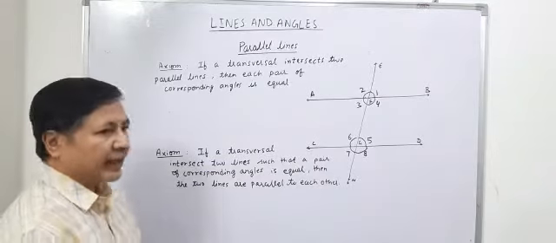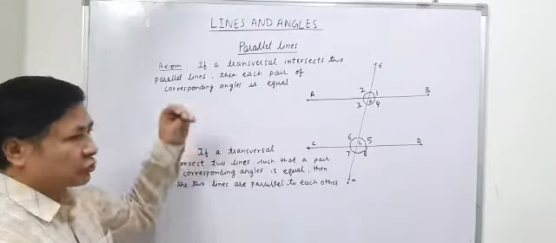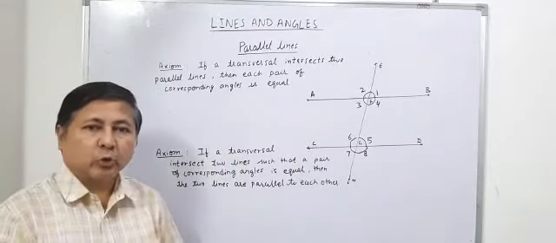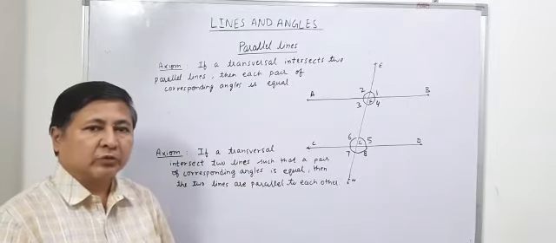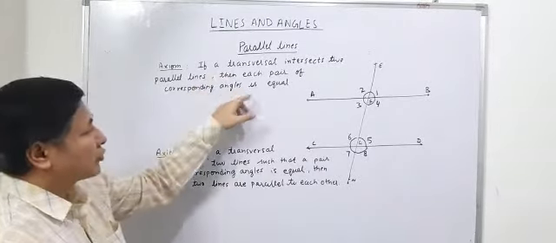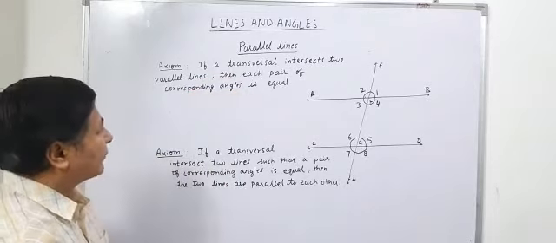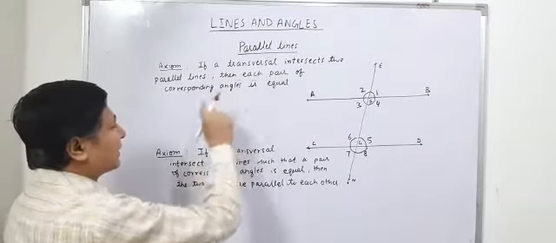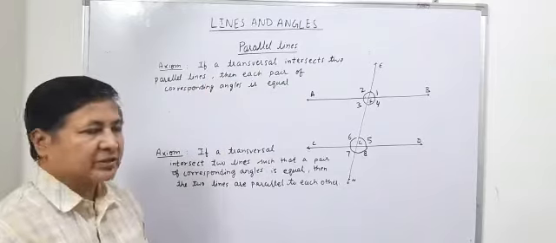Now there are certain angles related to it: corresponding angle, alternate angle, co-interior angle. So we'll be talking about these angles. First we take the corresponding angle. Now if a transversal intersects two parallel lines, then each pair of corresponding angles is equal.